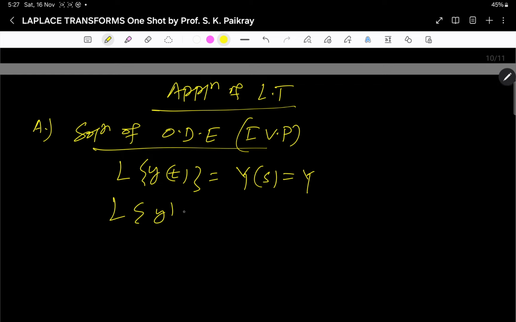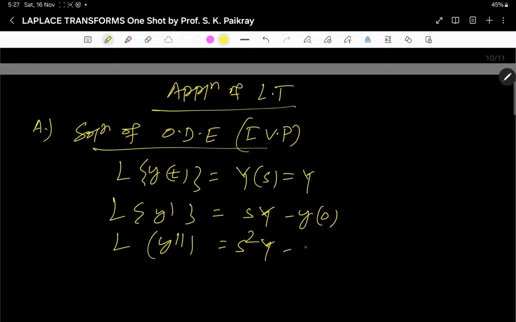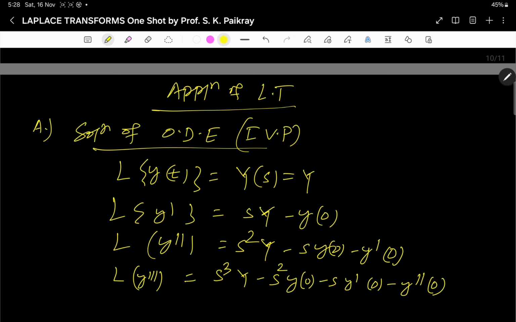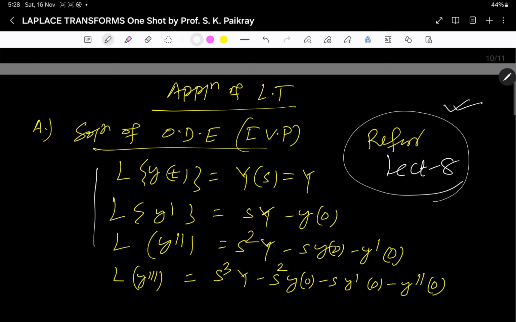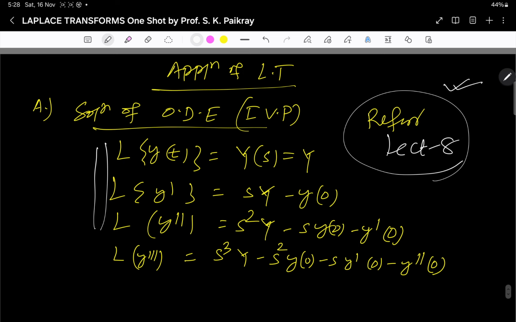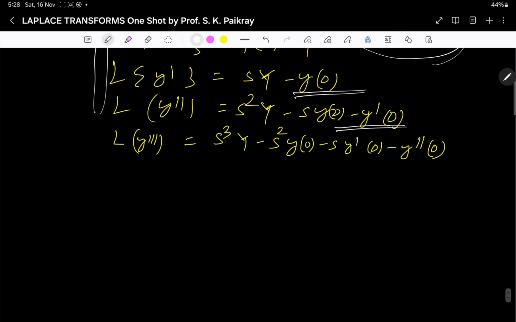What is Laplace of y dash? This is sY minus y(0). Laplace of y double dash is s square Y minus s y(0) minus y dash (0), right? For details you should refer to my special lecture on this, lecture 8 on Laplace transforms. At best, up to second order differential equations are given, and initial conditions are needed. Okay, so now let us solve a particular question.